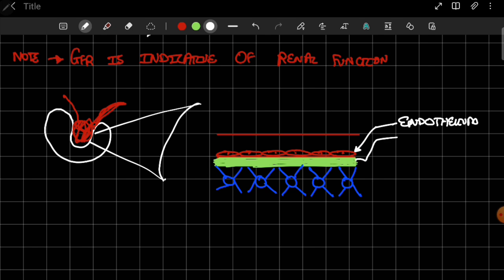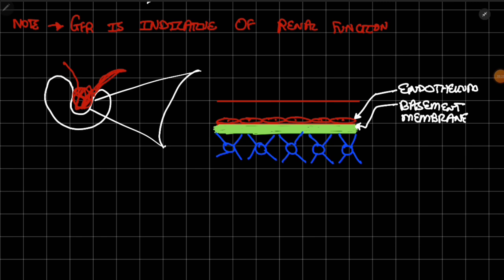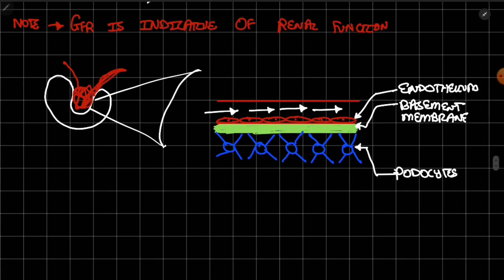Then, what is this green structure? This is the basement membrane. Now what are these blue cells? They are the podocytes. The blood is flowing like this, and we have to do the filtration. So the blood without proteins enters like this.